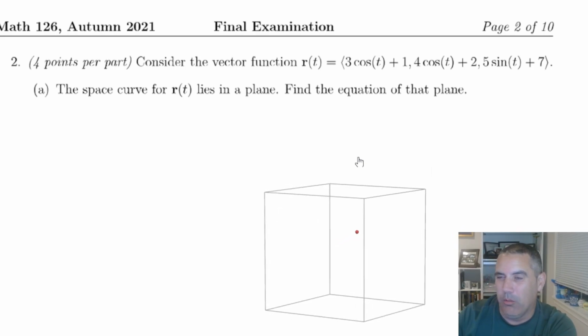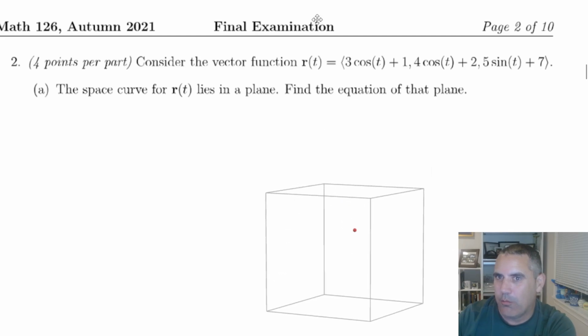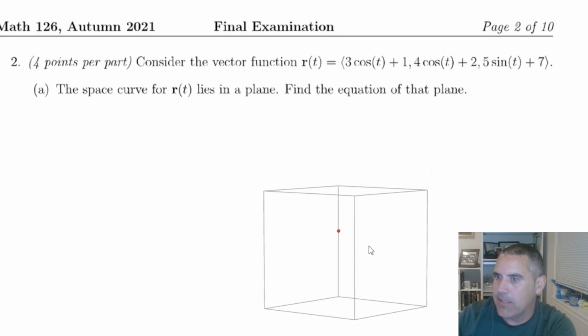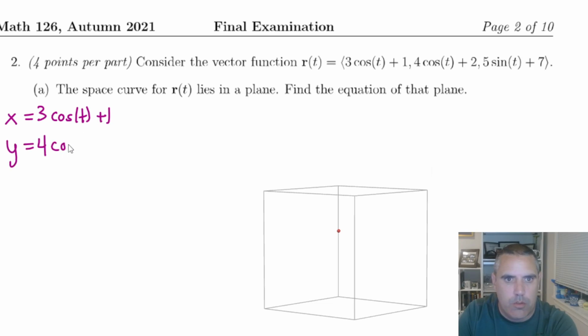Just seeing it moving around, I feel like makes it hard for me to think about. So could I say anything about where that particle is? That's what a question like this is about. So the question says that it's on a plane. Well, that's helpful. But anyways, it tells me the following, that x is 3 cosine of t plus 1, that y is 4 cosine of t plus 2, and that z equals 5 sine of t plus 7.